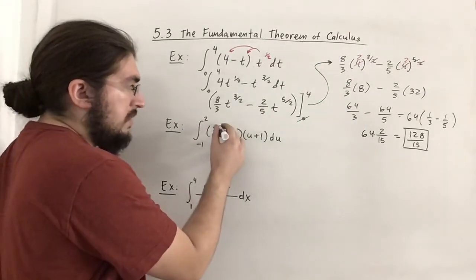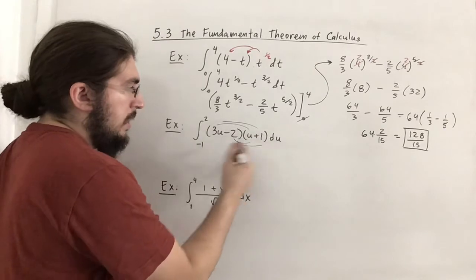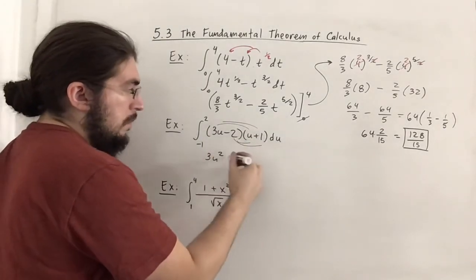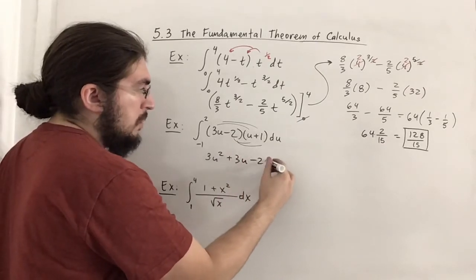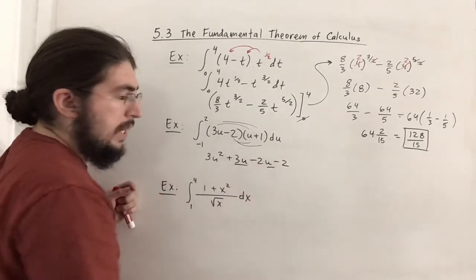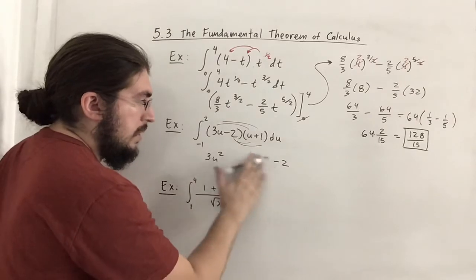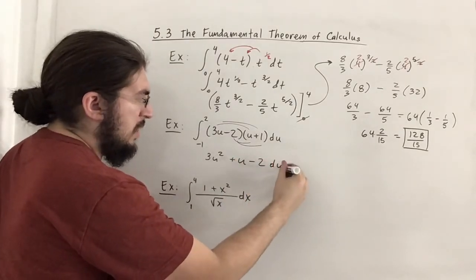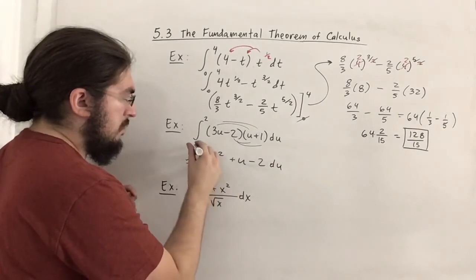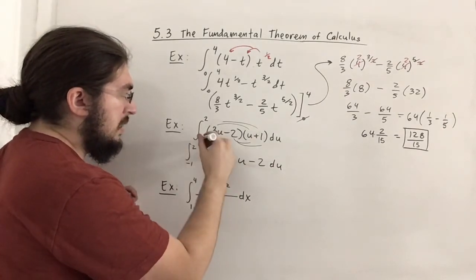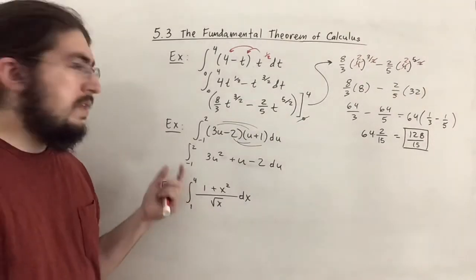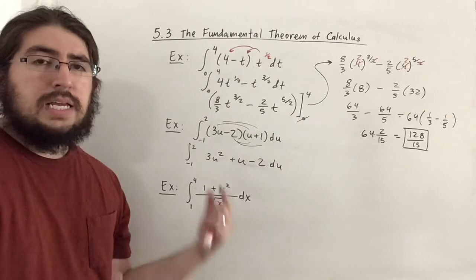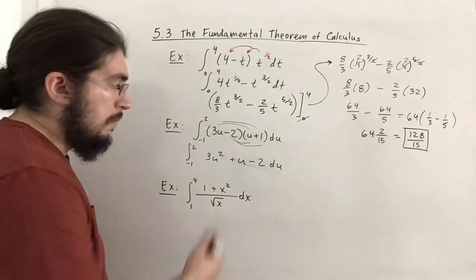Here we have to FOIL this first. So let's do that. We end up getting 3u squared, plus 3u minus 2u minus 2. Now these two combine to just u, so I'll write that as just plus u and then minus 2. This is still in the integral from -1 to 2. We have our first instance of a negative limit, but that won't really mean too much. We're just going to apply the same thing, keeping in mind that we'll have a negative value that we're plugging in.